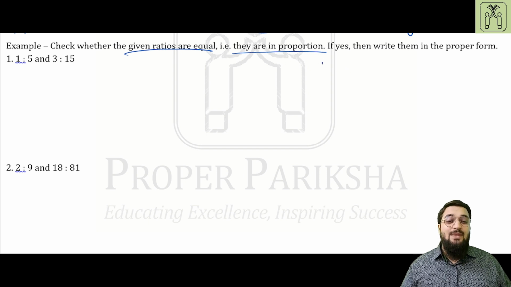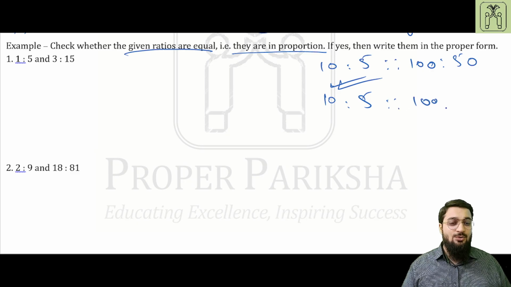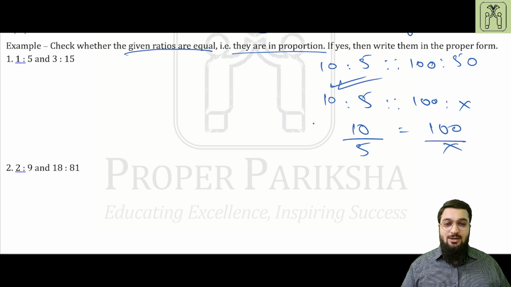So if I have 10 is to 5 and then I write 100 is to, 10 into 10 is 100 and 5 into 10 is 50. So we can write that 10 is to 5 is 100 is to 50, then this is in proportion. And if I write 10 is to 5 and then 100 is to x and I say that these ratios are in proportion, find the value of x, then you just have to do 10 upon 5 is equal to 100 upon x and your answer will be at the palm of your hand.